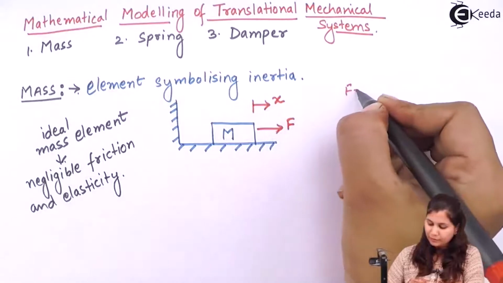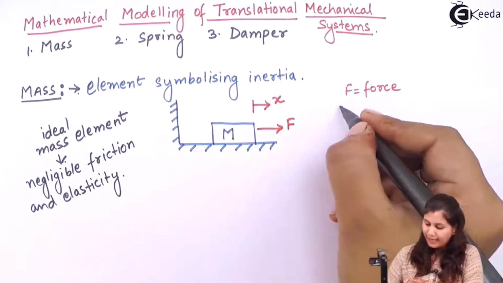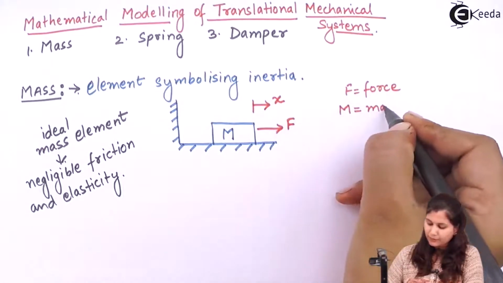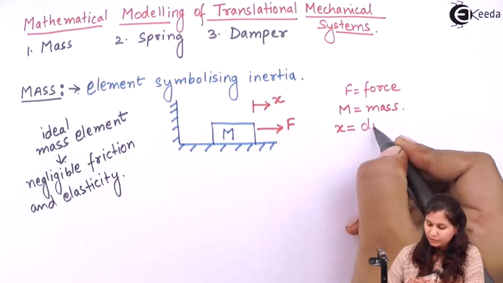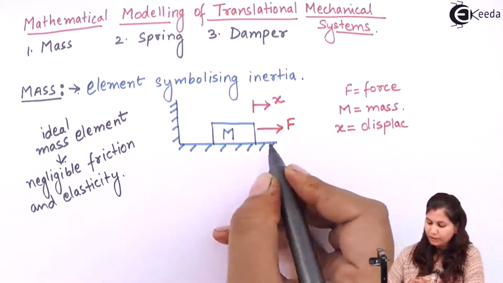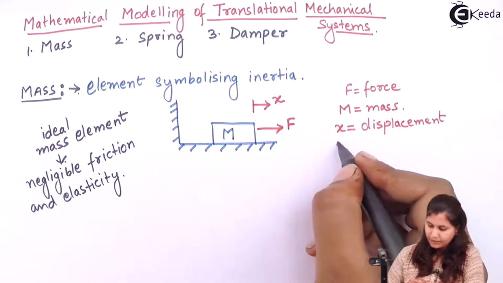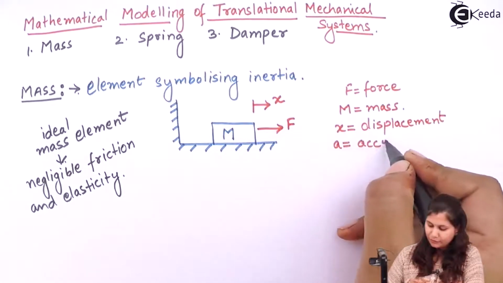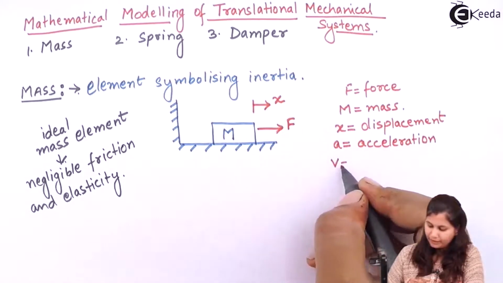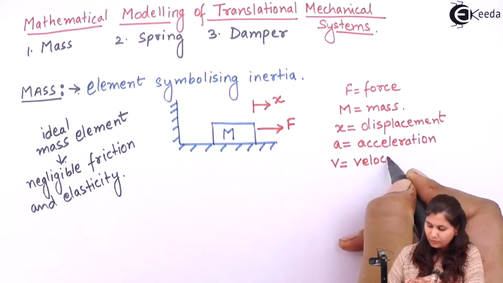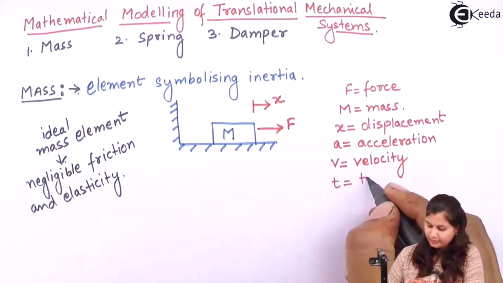So F is the force applied on the ideal mass element having a mass m. M is the mass of the object. X is the displacement which is caused due to the force applied on this mass. A is the acceleration which is produced. V is the velocity of this object, and t is the time.